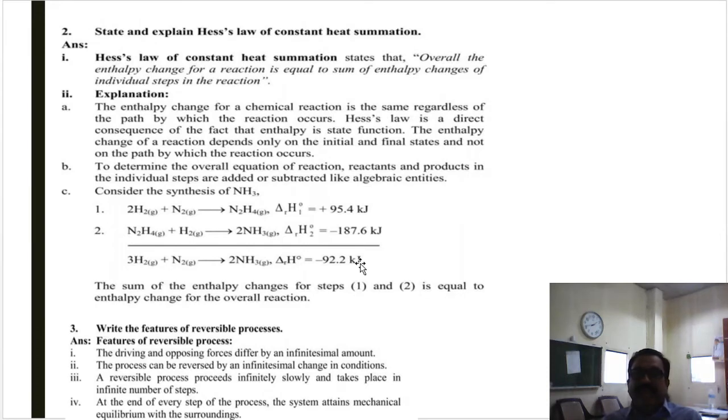Here, a correct statement carries 1 mark, and explanation with example carries 1 mark. That is, this question carries 2 marks.